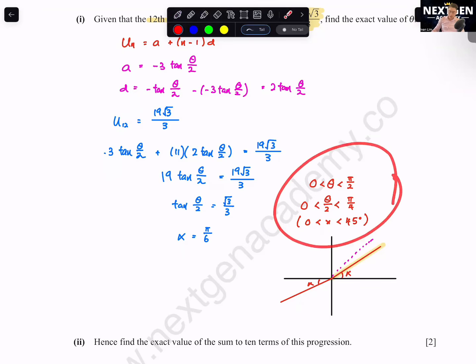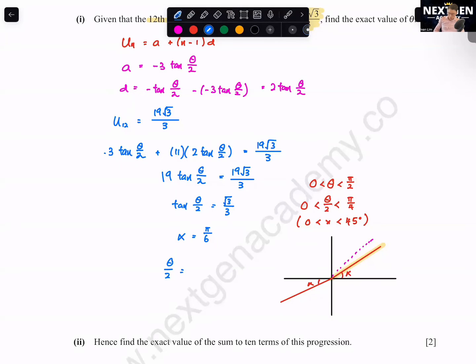If you understand this part here, you just need to take the angle that you want. So alpha equals pi over 6. Theta over 2 will be equal to pi over 6 only. Okay, you don't have to take the third quadrant. Right? Therefore, theta is equal to pi over 3. Everyone good? So this is an arithmetic mixed together with a trigo type of question.